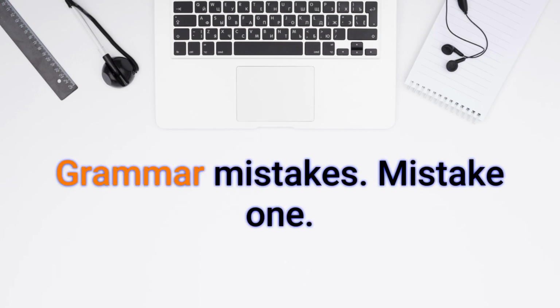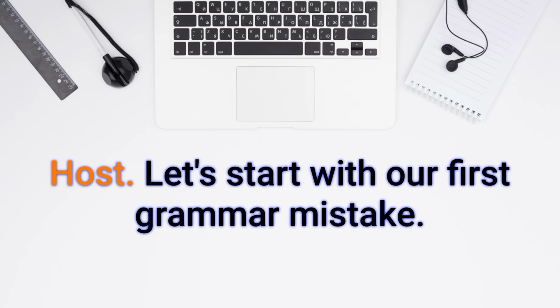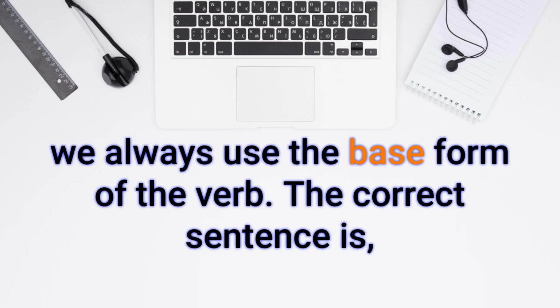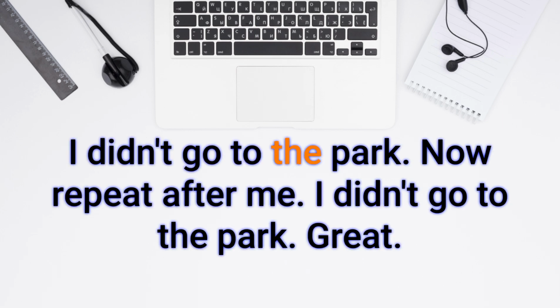Let's get started. Grammar mistakes. Mistake 1. Let's start with our first grammar mistake. I didn't went to the park. This sentence is incorrect. After did or didn't, we always use the base form of the verb. The correct sentence is, I didn't go to the park. Now repeat after me. I didn't go to the park.